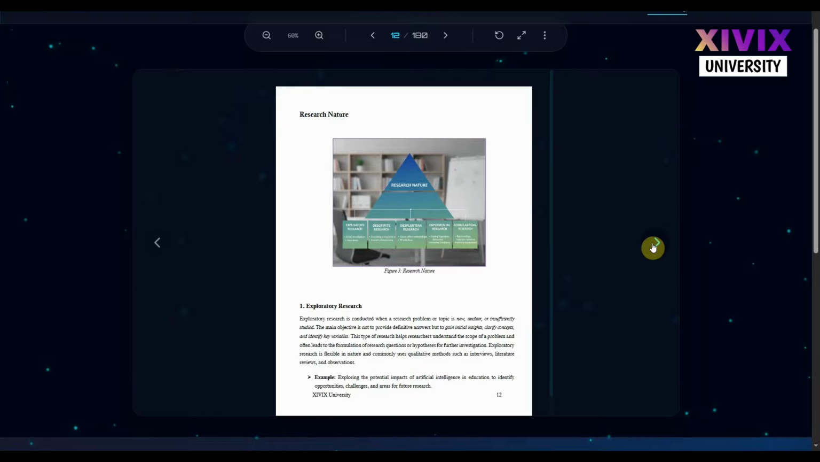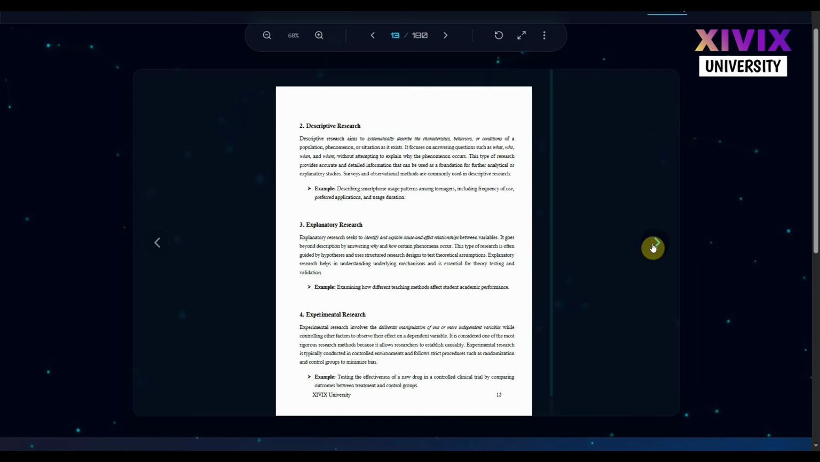Descriptive research aims to systematically describe characteristics, behaviors, or conditions of a population, phenomenon, or situation that exist in the real world. And it basically focuses on answering questions such as what, who, when, and where. For example, describing smartphone usage patterns among teenagers, including frequency of use, preferred applications, and usage durations.